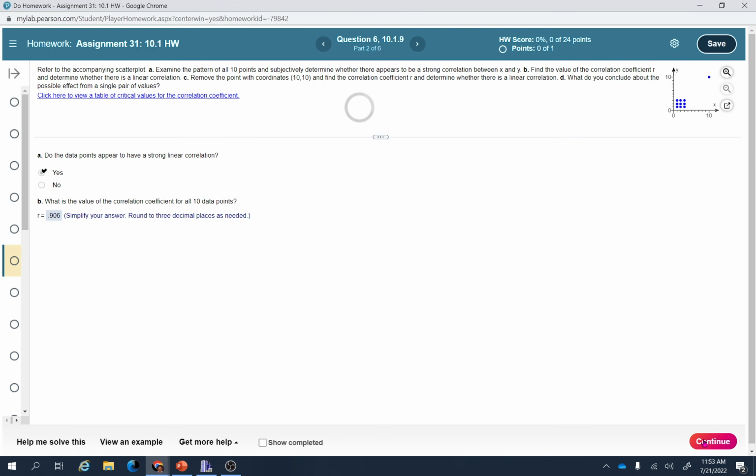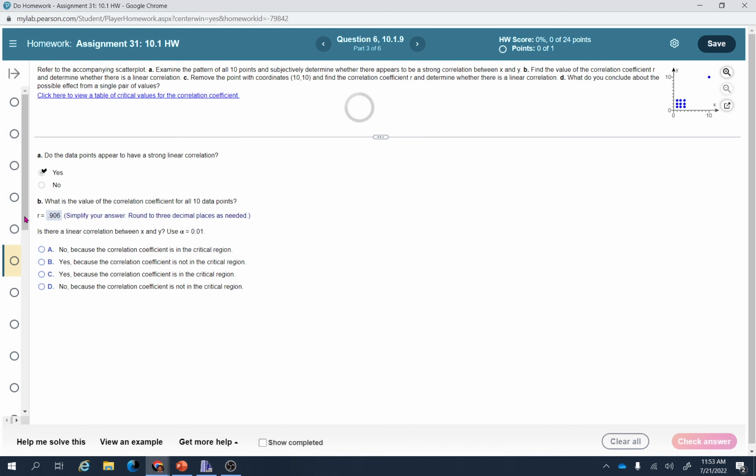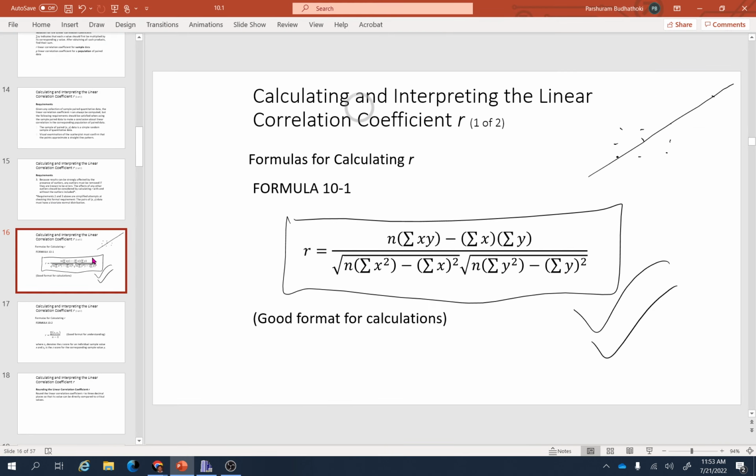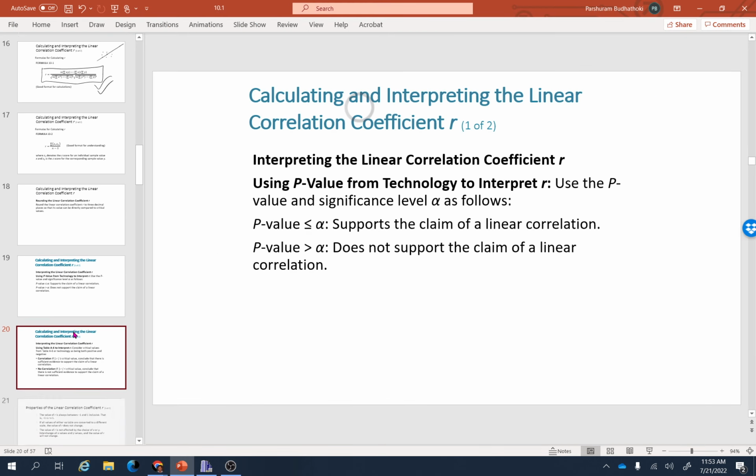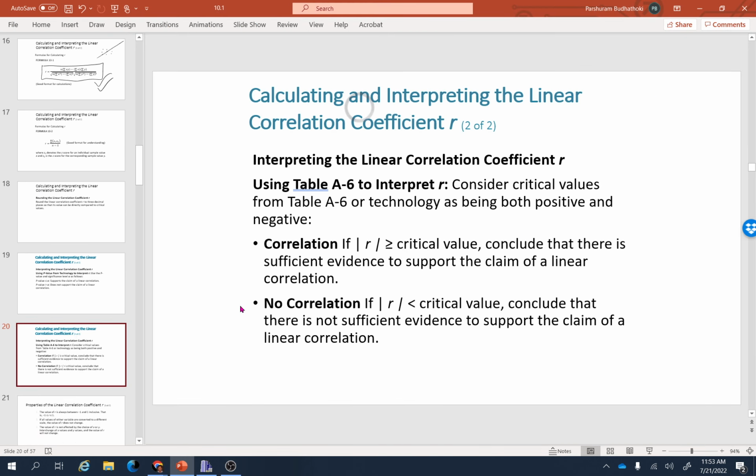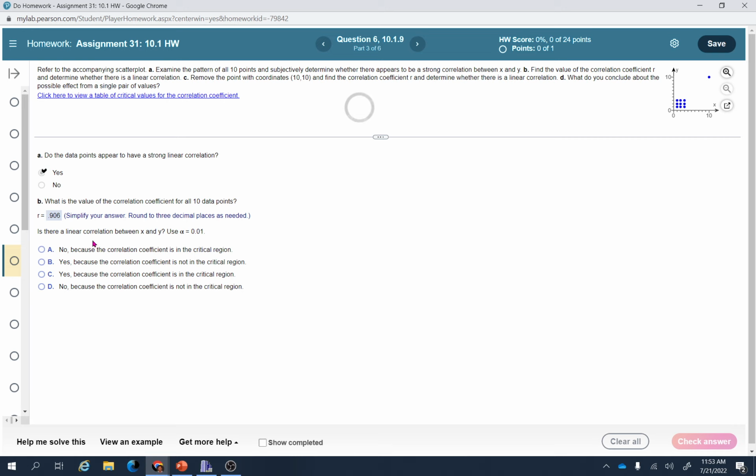Excellent. If you continue, the next question is: is there a linear correlation between x and y using alpha equals 0.01? In this case, I want you to go to this place here. Is there a correlation between x and y? For that, you have to find out the critical value.